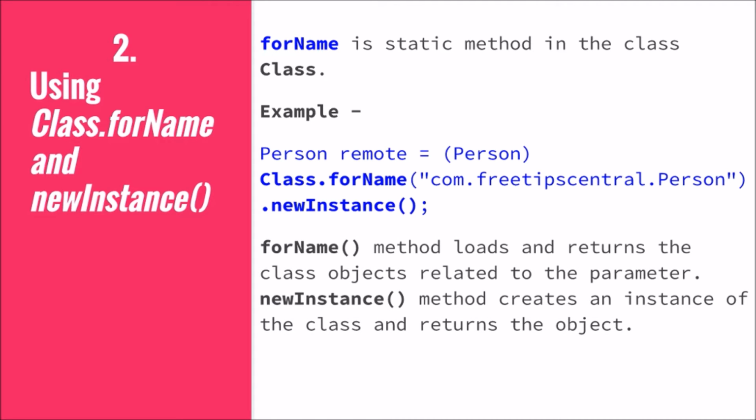So this is just a description of what we have done. The forName will return the Class object related to the Person class, and newInstance will create the instance of the class and return us the object.